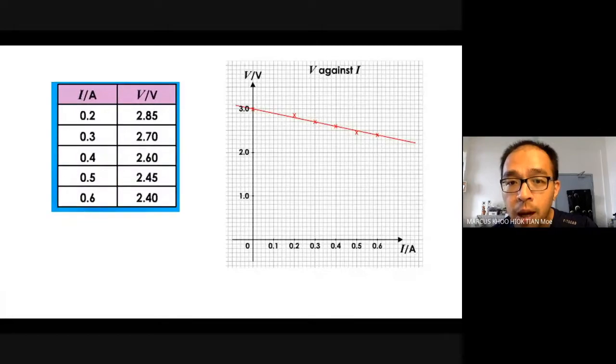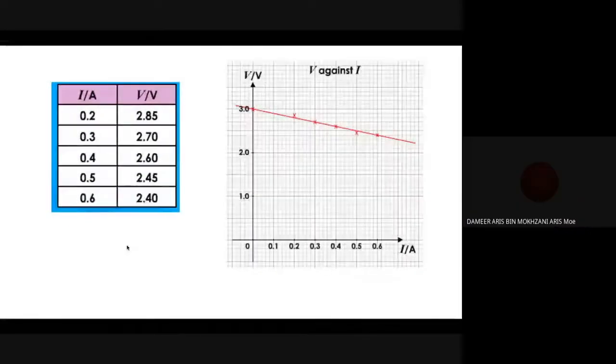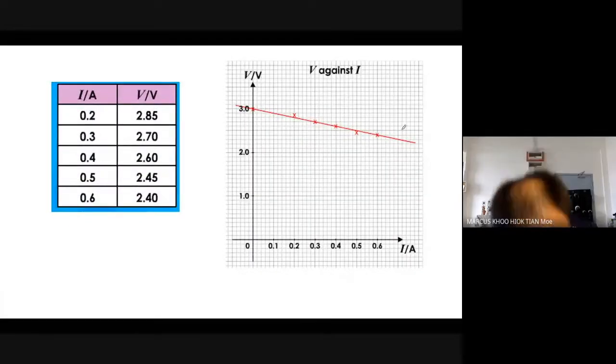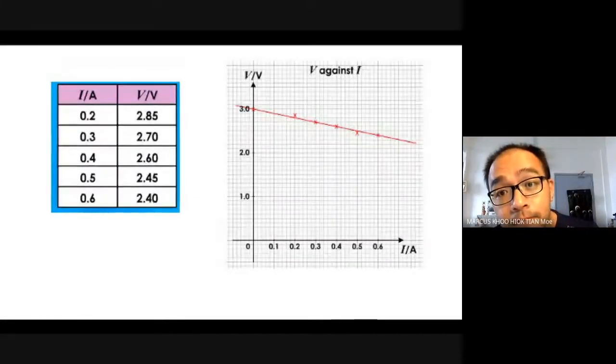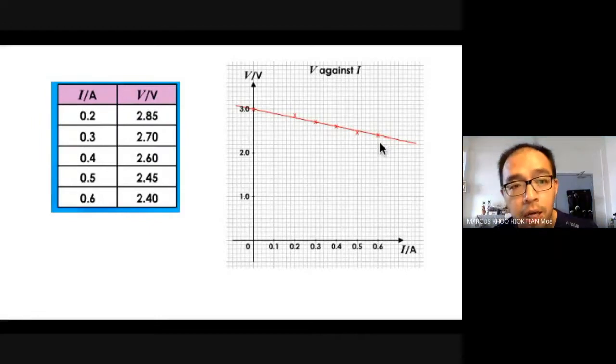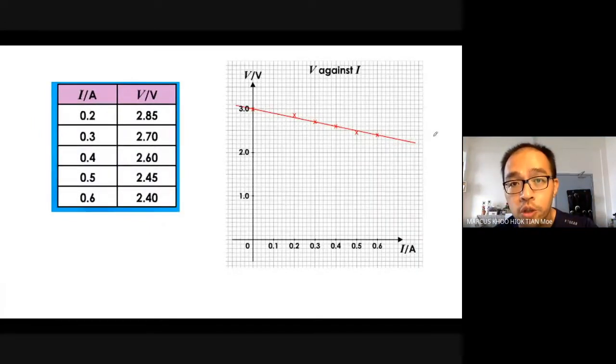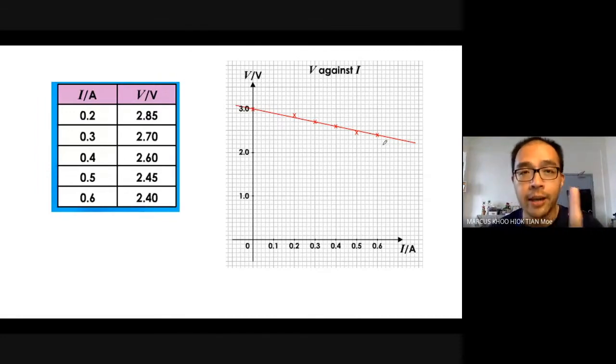Jangan-jangan Damir pun tidak. Damir, macam mana mau cari internal resistance? Gradient. Yeah, okay. Kamu cari the gradient. You find the gradient. When you have found the gradient, then you have found the internal resistance of the battery. But okay, listen very carefully, and I'm talking about exam lah. If the question gives you a graph, you cannot use the formula to find the internal resistance.